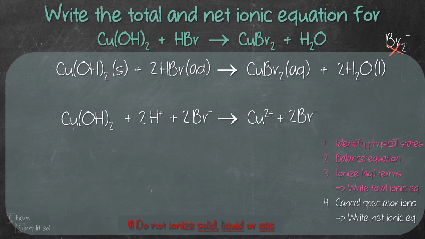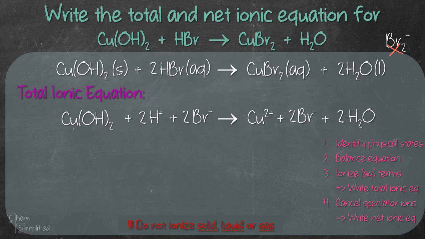Now moving on to the final term, it's 2H2O. Since it's liquid, we don't ionize liquid, we're just going to write it out as is. At this point, what we have written is the total ionic equation. So now that we're done with step 3, let's move on to step 4. We need to cancel out spectator ions, which are the ions that exist on both sides of the equation. In this case, we have 2Br minus on both sides of the equation, so we're going to cancel them out.